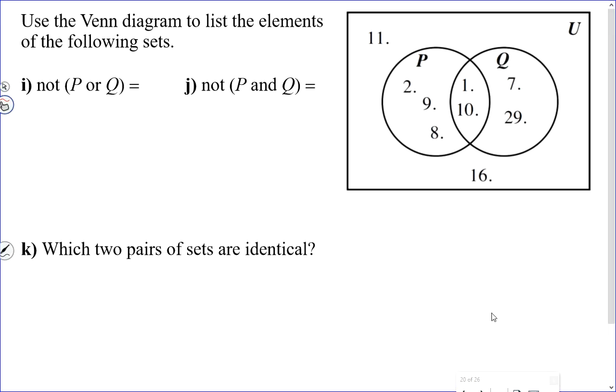Not P or Q. Well, P or Q is everything in here. So if that is P or Q, not P or Q are 11 and 16.